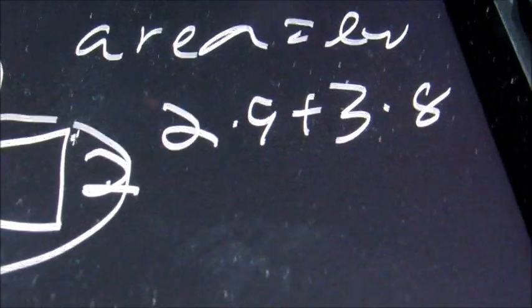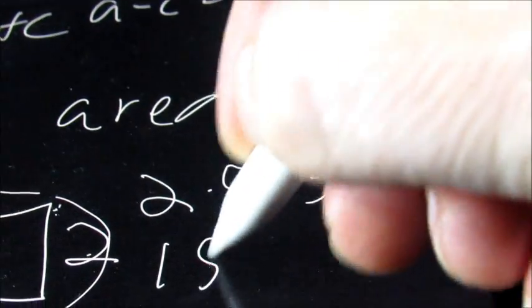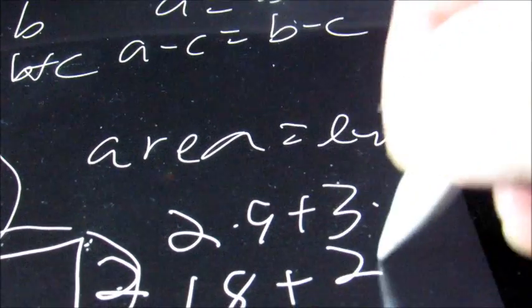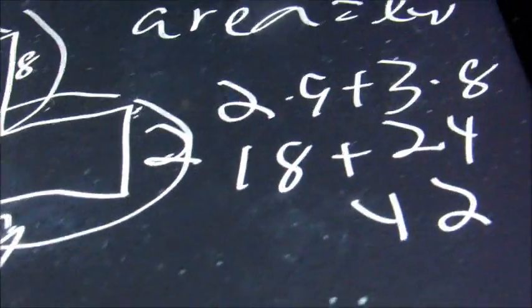So now we do order of operations, or multiplications first. 2 times 9 is 18, plus 3 times 8 is 24. 18 plus 24 is 42.